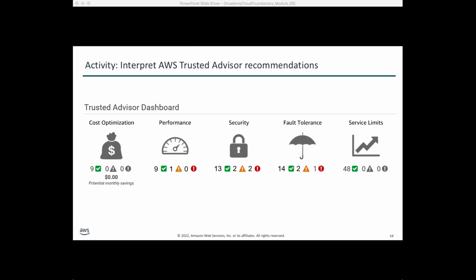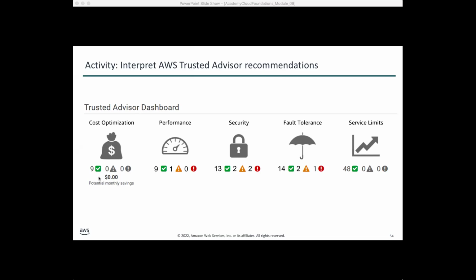If we enable that, while creating architecture using AWS, the well-architected tool will give us some recommendations depending on what we are doing, right? So here, interpret AWS Trusted Advisor recommendations. You have the Trusted Advisor dashboard. You can go there and see what we have, right?